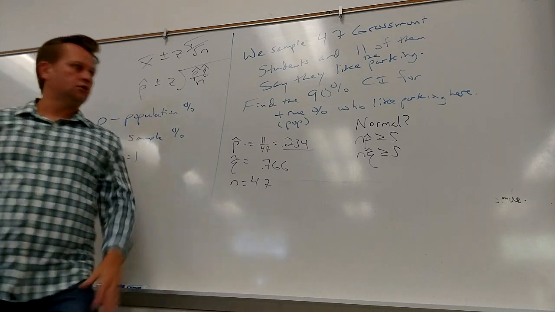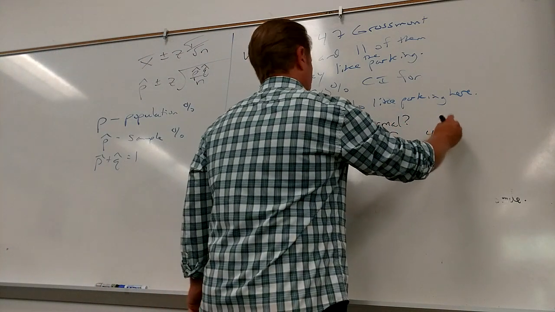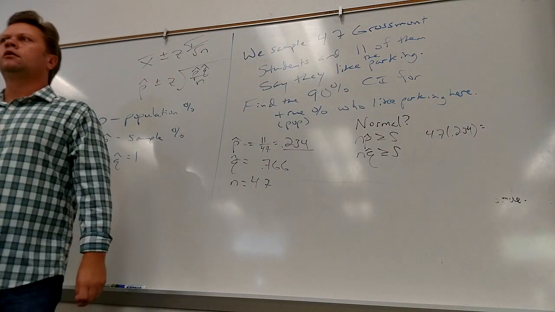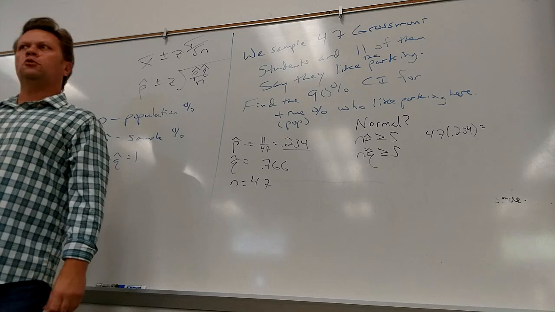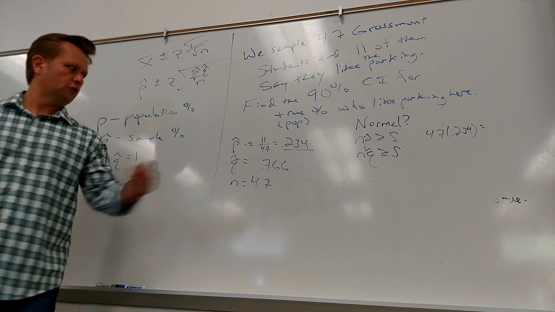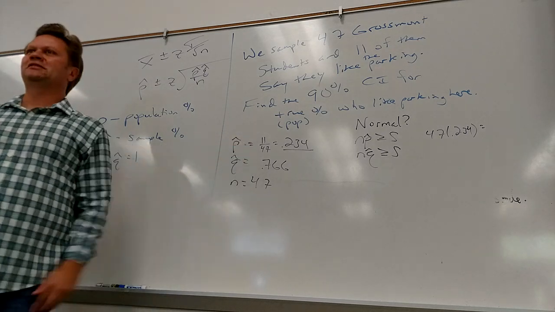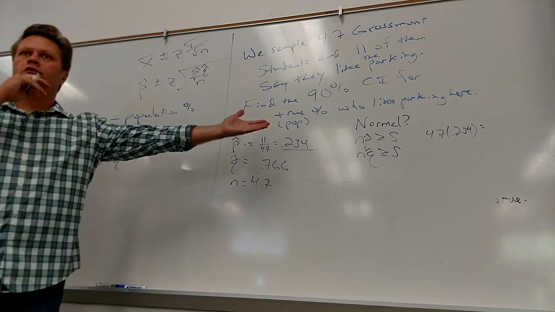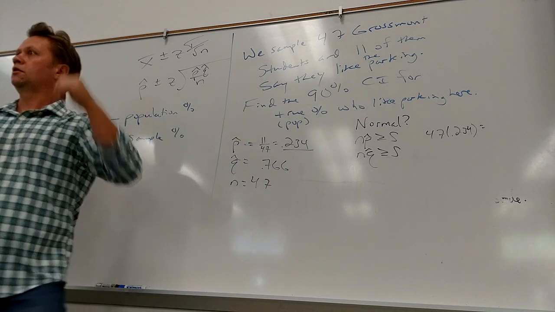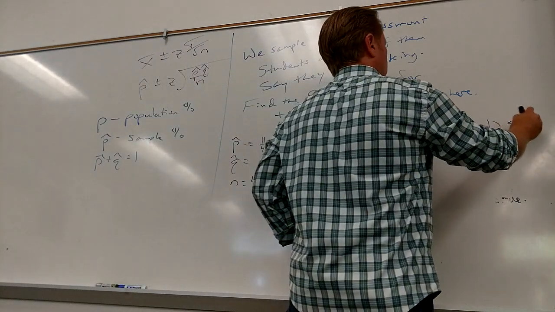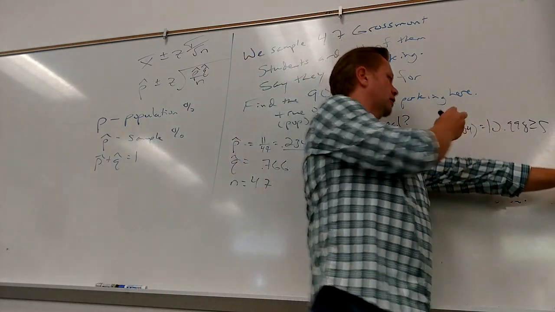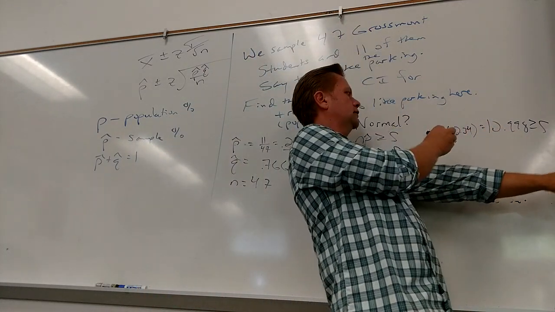If you don't like that, then do this. Do 47 times 0.234. What's 47 times 0.234? I'm hoping some of you realize, why do that? That's dumb. The 47s cancel. 47 times 11 out of 47 is 11. But just in case, what is 47 times 0.234? Yeah, 10.998. Freaking 11. That is at least 5, right? It's bigger than or equal to 5. Cool. And what about n q hat?